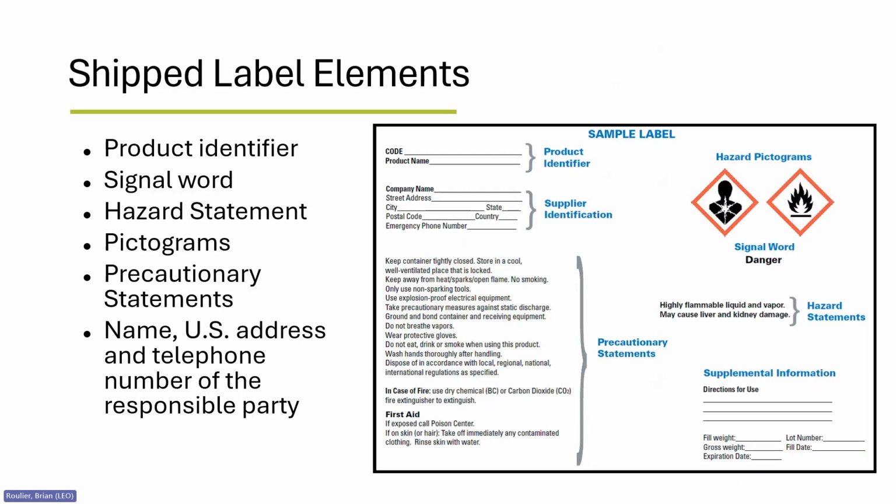On this slide, you can see a sample of a shipped label with the required labeling information. The supplemental information in the bottom right-hand corner is not required. However, there is no prohibition if the manufacturer would like to include this section.